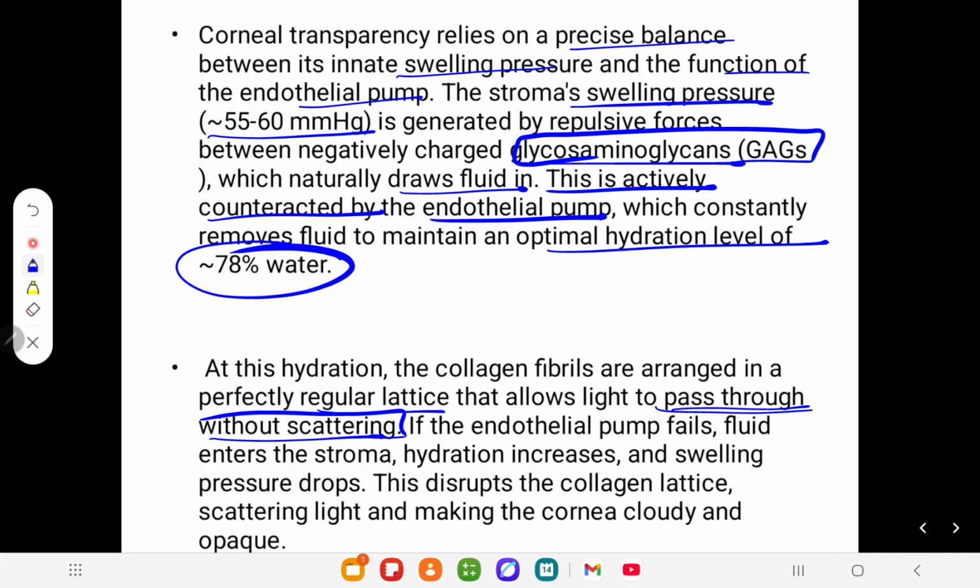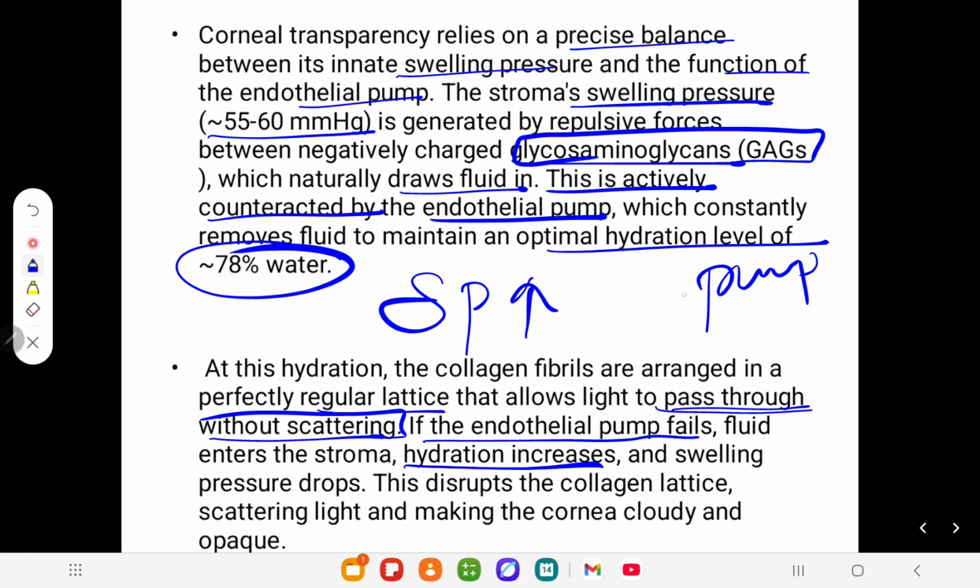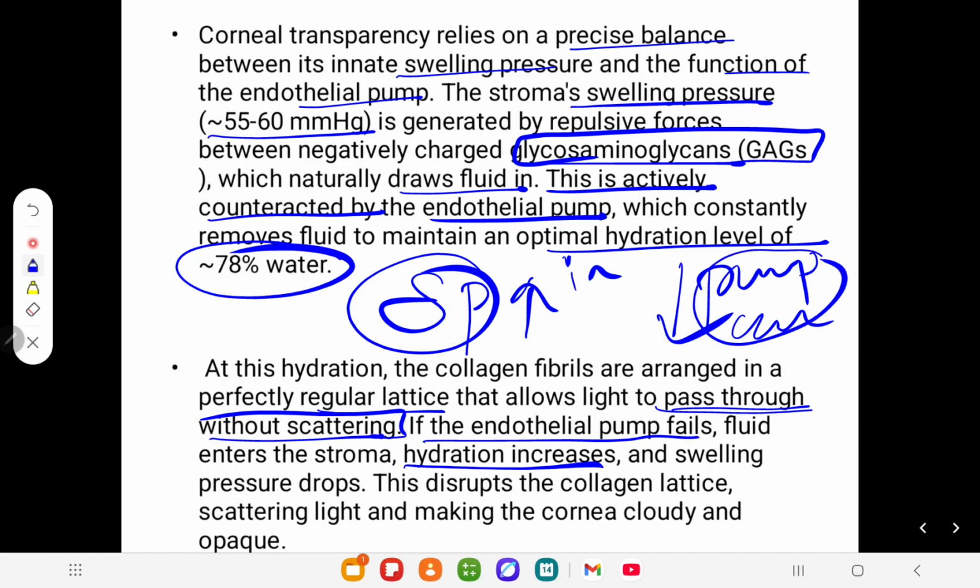Yes. If the endothelium pump fails, remember, if the endothelium pump fails, fluid enters the stroma and hydration increases. That's because two things are counteractive. One is swelling pressure, which helps to draw the water in. Another is the endothelium pump mechanism, which removes the water out. It's removing out, it's drawing in. And if one of them goes up, there is swelling. If stromal pressure goes way up, there is swelling. If the endothelium pump mechanism goes down, there is swelling, isn't it?